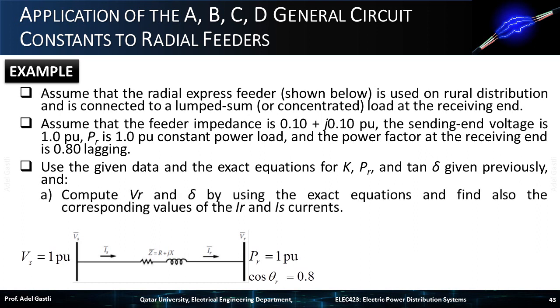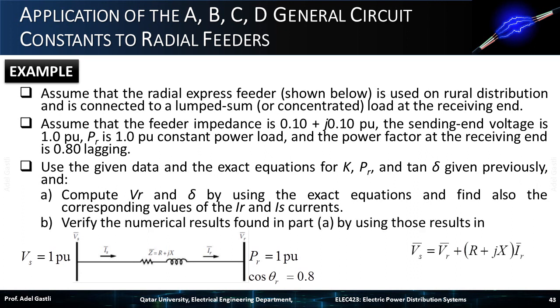Use the given data and the exact equations for K, PR, and tan delta, given previously, and A. Compute VR and delta, by using the exact equations, and find also the corresponding values of the IR and IS currents. B. Verify the numerical results found in part A, by using those results in the equation Vs equals VR plus (R plus jX) times IR.